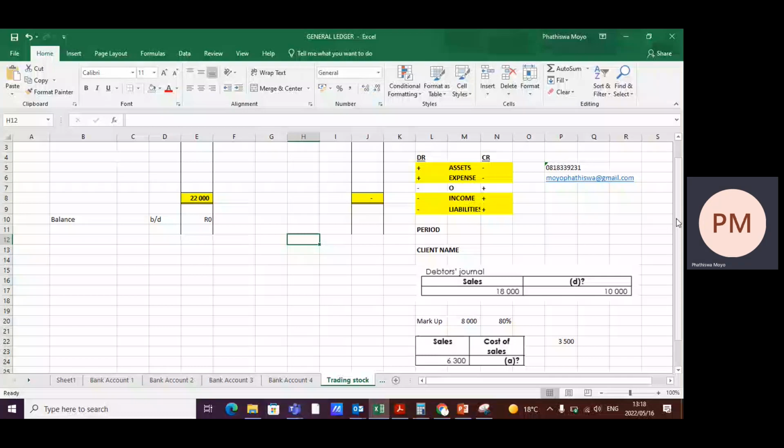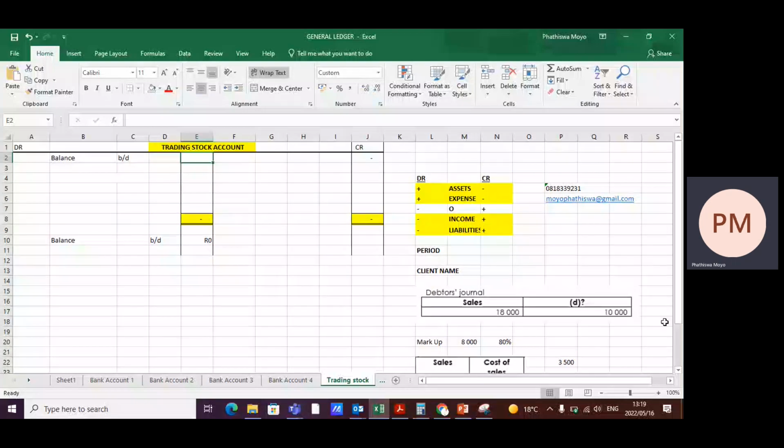So guys, remember, trading stock is an asset. This is the goods that we buy as a business in order for us to sell. Okay? So we purchase the goods and then we add the profit that we want to make and we sell the goods. Remember in class we used the example of buying iPhones abroad and selling them at a price more than what he purchased them for.